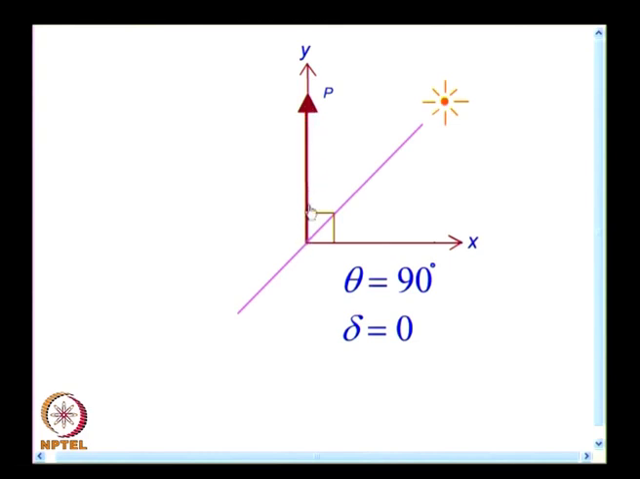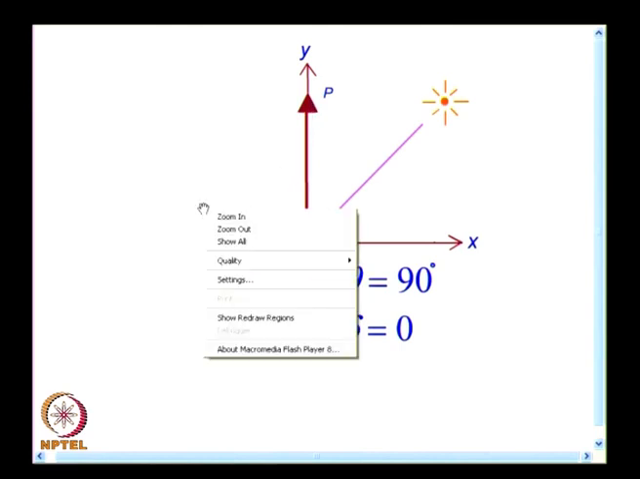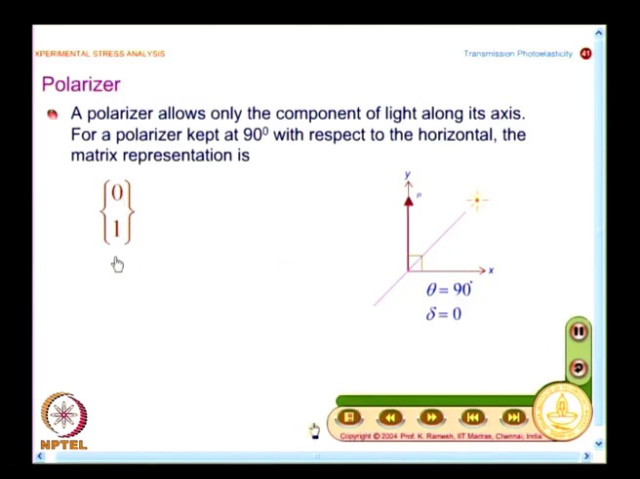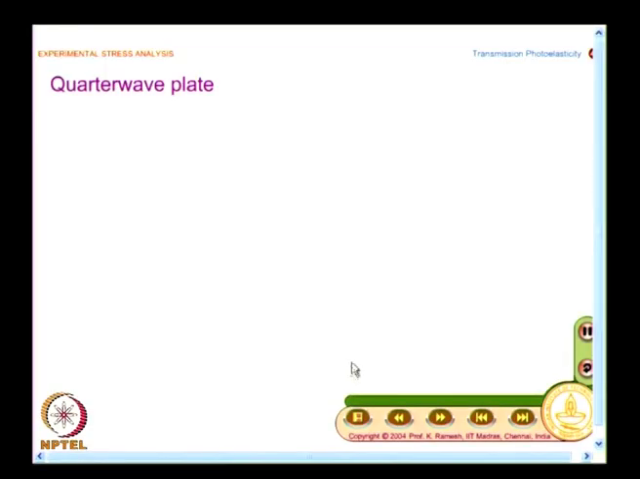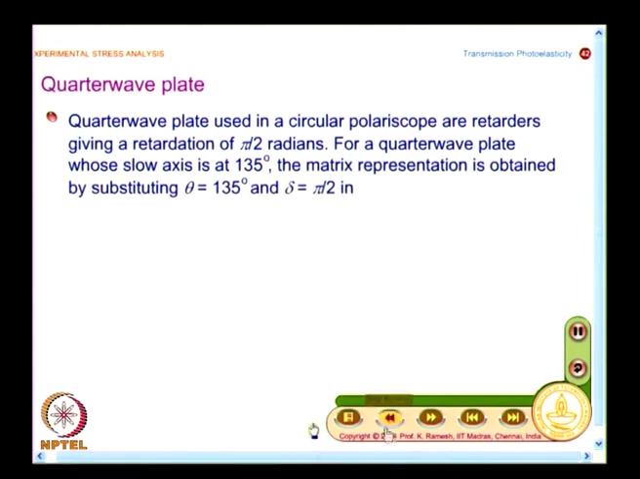I send only a component of light along the y axis is what my vector should say, and that is easily represented by 0, 1. A simple vector like this is sufficient to represent a polarizer, nothing more is required. Only when I come to a quarter wave plate, I need to have a look at how it is oriented, and it is a retarder, but the retardation is known. A quarter wave plate gives a retardation of pi by 2 radians. So, that is what we will have a look at.